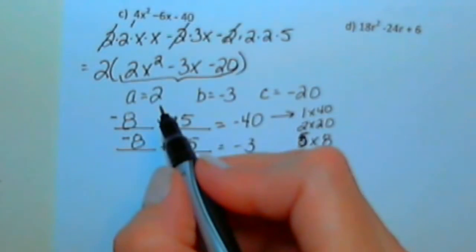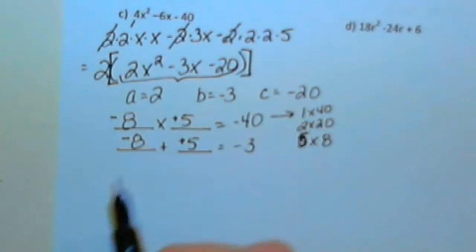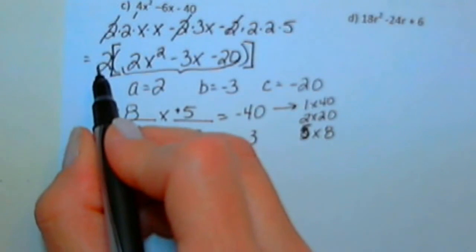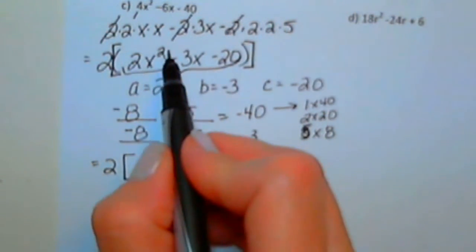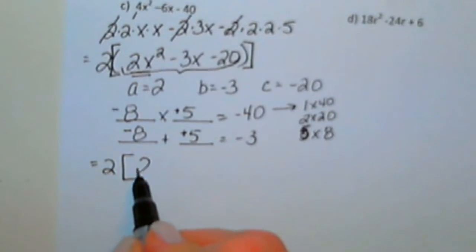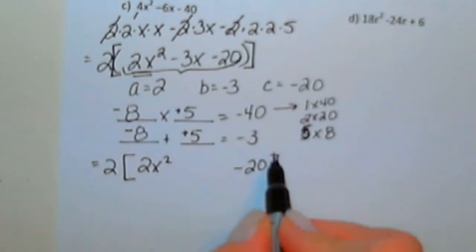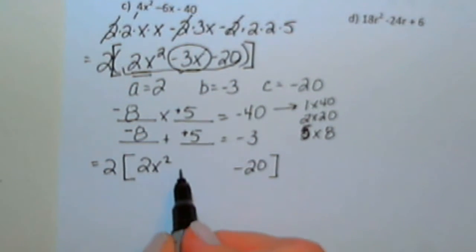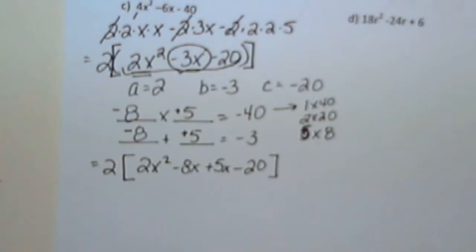What I'm going to do is I'm going to go back up here and I'm actually going to put everything after that 2 in square brackets. And that's just going to keep everything separate so you don't get confused. So I'm going to write down this 2 that I have here. And inside in square brackets now, I'm going to keep the first term the same, leave a space, write the last term the same. And the middle term gets replaced with minus 8x plus 5x.